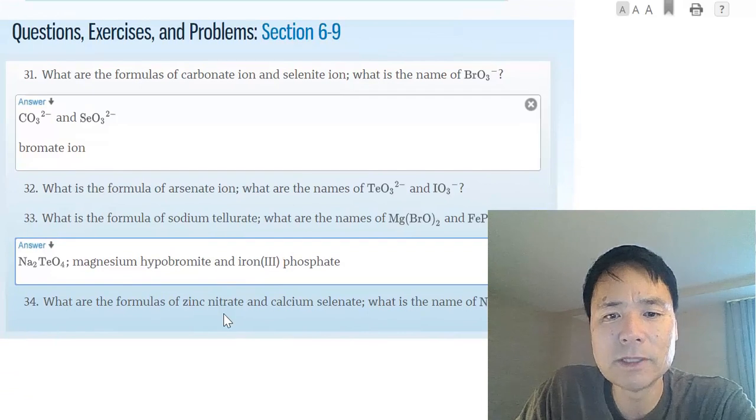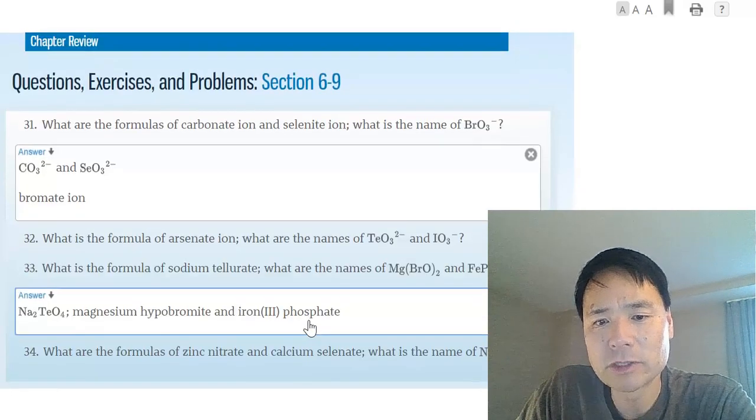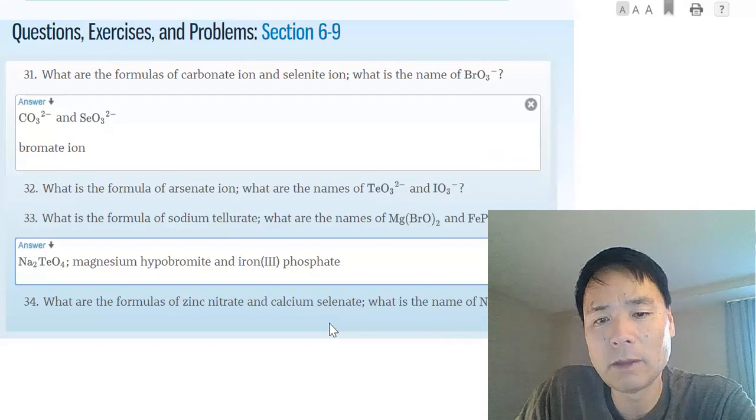What are the formulas of zinc nitrate and calcium selenate? Okay, zinc nitrate, zinc, Zn, is fixed charge, it's +2. So we need 1 zinc, and nitrate, NO3 minus. So we need 2 nitrates. So Zn(NO3)2. Calcium selenate. Okay, calcium is a fixed charge at 2+. Selenate is a 4 oxygen, SeO4, with a charge 2-. And so we'd need 1 of each. So it would be CaSeO4.